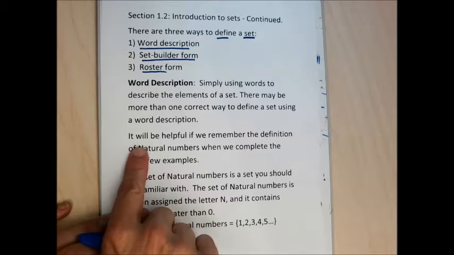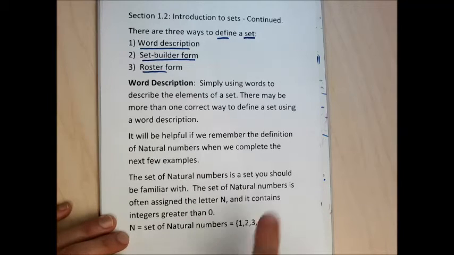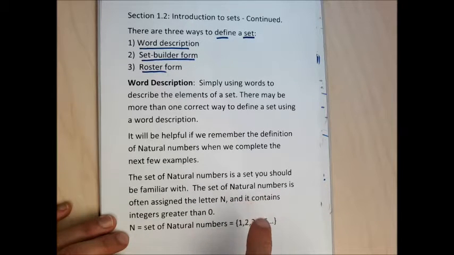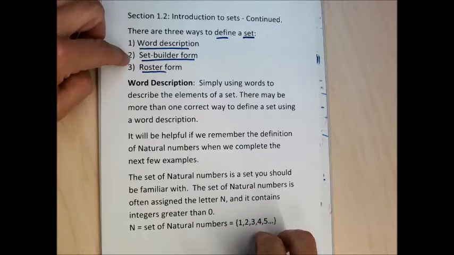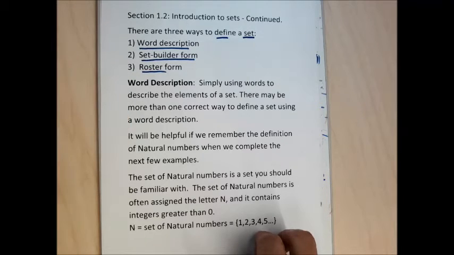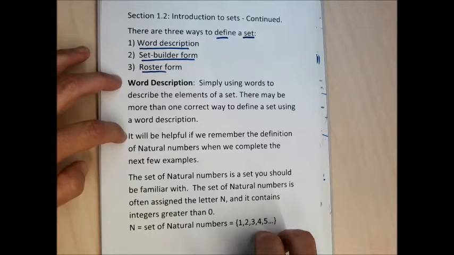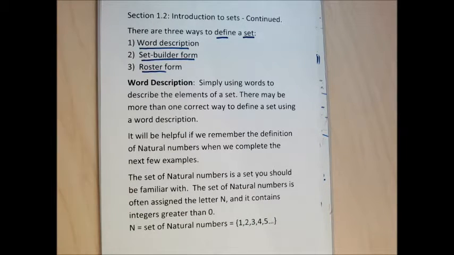A lot of times in this chapter we work with natural numbers, so just in case you forgot, the set of natural numbers is the set of numbers 1, 2, 3, 4, 5, and so forth, and we usually give the natural numbers the name N. That's kind of everything on the first page. So there's three ways to define a set: with words, using set builder notation, and roster form. We're going to talk about words first. Words are just literally writing a sentence or a sentence fragment that describes the elements of the set. There's many ways to write word descriptions that fit the same set.